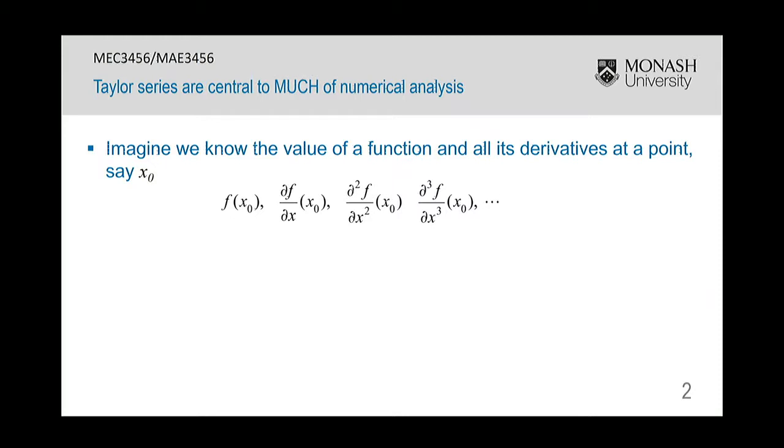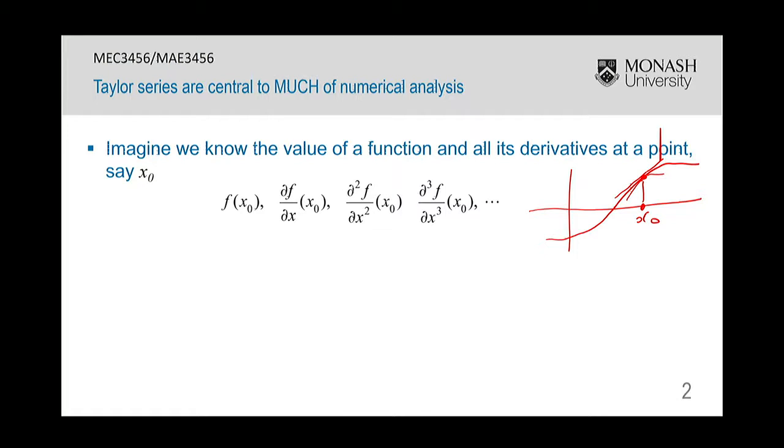So, the starting point for deriving the Taylor series is we need to first of all imagine that we know the value of a function and all its derivatives at a point. We'll call that point x0. So, if we have our little function here, it looks something like this. We have some value x0. We're saying we know what the function value is here. We know what the slope of the function is there. That's the first derivative. We know what the curvature of the function is there. That's the second derivative, and we know all of the higher order values.